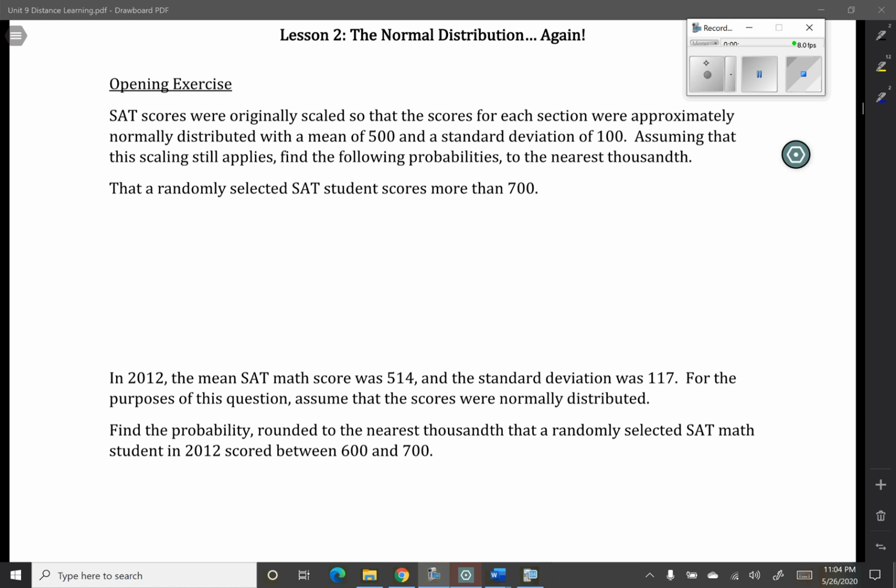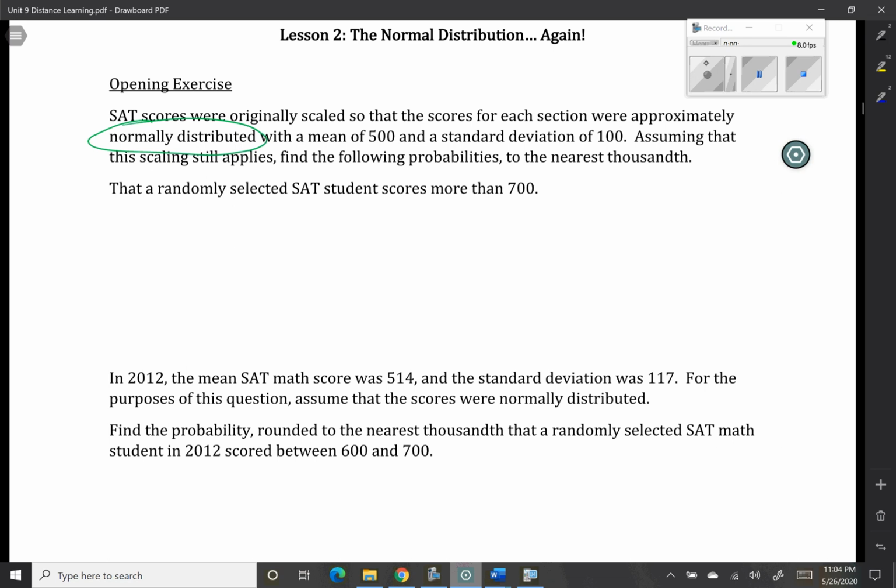It says SAT scores were originally scaled so that the scores for every section were approximately normally distributed. As soon as I see those words, I know that we are probably going to use normal CDF in my calculator. It says the mean is 500, the standard deviation is 100, and assuming that the scaling still applies, find the following probabilities to the nearest thousandth. Determine the probability that a randomly selected student scores more than 700.